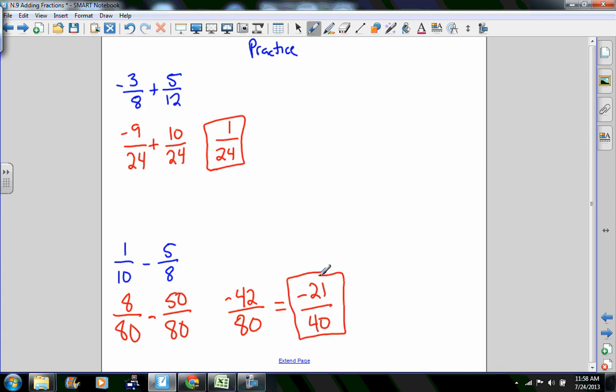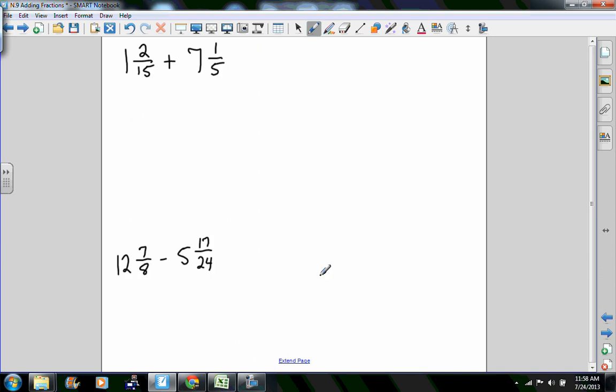All right? So only one more step that we really have to learn here, which is mixed numbers. And for mixed numbers, all we have to do is take the whole number here times the denominator, and then we're going to add the top. So it's 1 times 15 is 15, plus 2 is 17 over 15. And over here we do 7 times 5 is 35, plus 1 is 36 over 5.